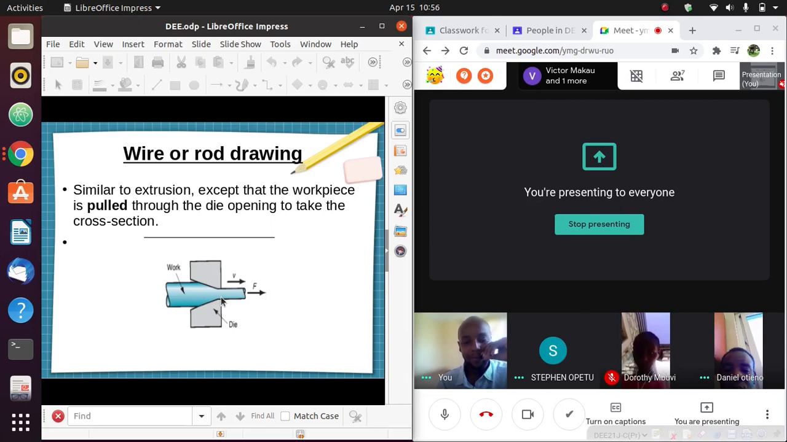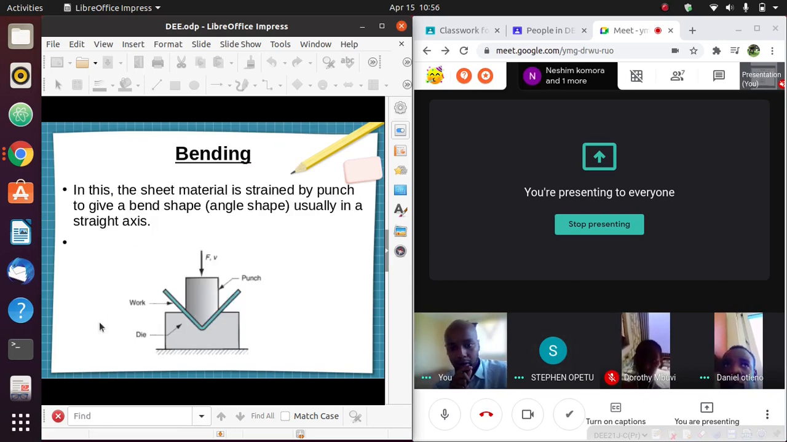Now we have a similar process known as wire or rod drawing. It is very similar to extrusion. The only difference is you're not pushing the workpiece, the metal, you are pulling it. You will apply a force and then pull your workpiece through that die and it will assume the same cross-sectional area. So extrusion and wire drawing are similar, but the difference is that in extrusion you are pushing the workpiece, the metal. In wire drawing you are pulling it. Are we together?